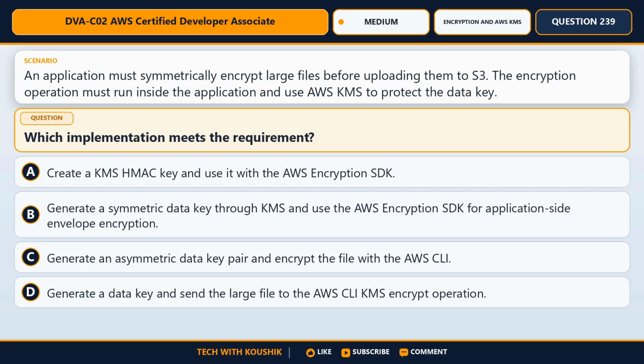Option A. Create a KMS HMAC key and use it with the AWS Encryption SDK. Option B. Generate a symmetric data key through KMS and use the AWS Encryption SDK for application-side envelope encryption. Option C. Generate an asymmetric data key pair and encrypt the file with the AWS CLI. Option D. Generate a data key and send the large file to the AWS CLI KMS encrypt operation.